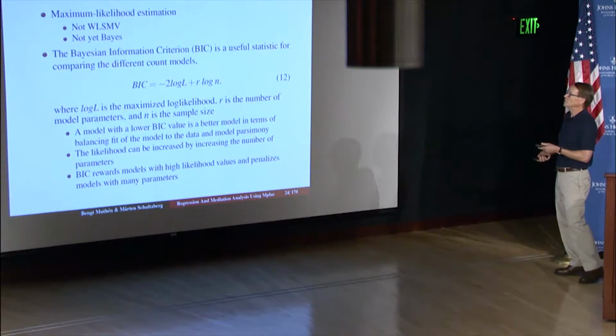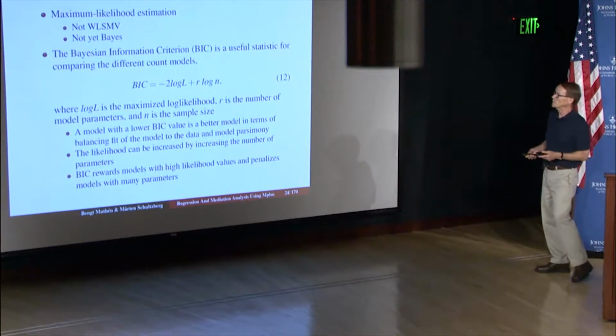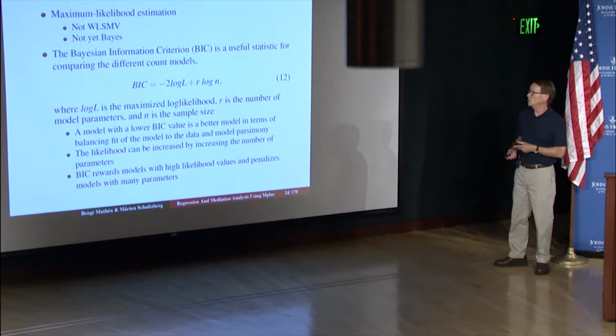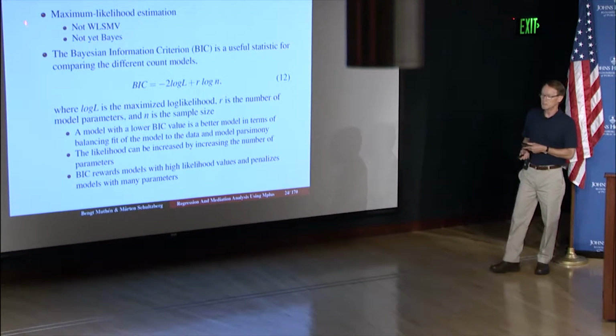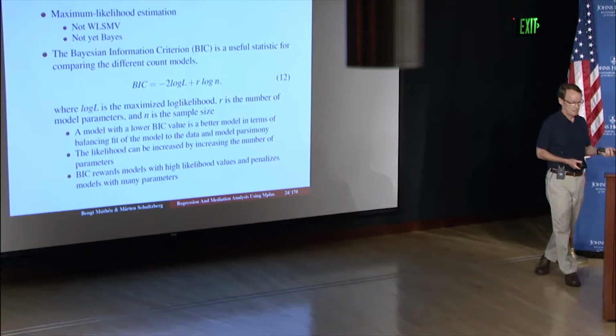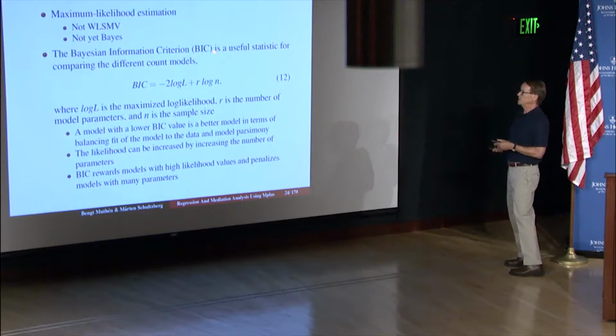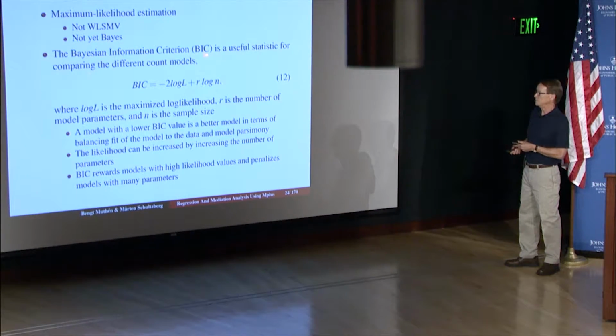Finally, how to compare these models? Well, we're going to work in maximum likelihood settings now only. So in Mplus terms, we don't have the WLSMV, weighted least squares estimator. We don't have Bayes yet for counts, although that is in principle possible. We're going to work with the Bayesian information criterion. Even though this says Bayes, it comes from maximum likelihood. It's called BIC. It works with the log likelihood, the number of parameters, which is r here, not the count from before, and the sample size.